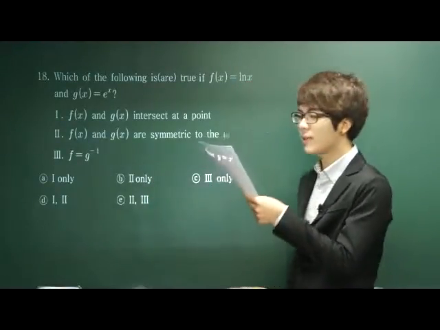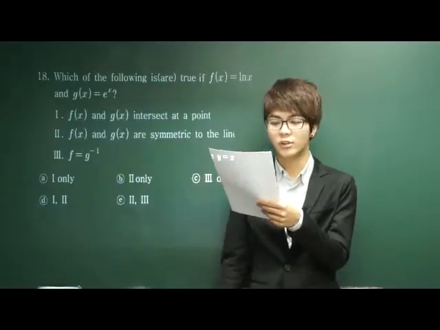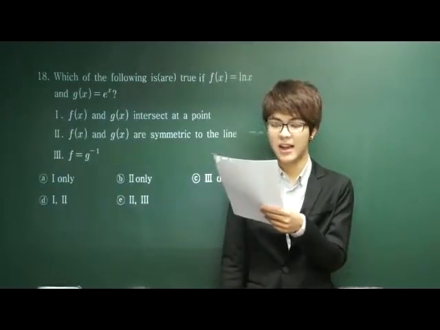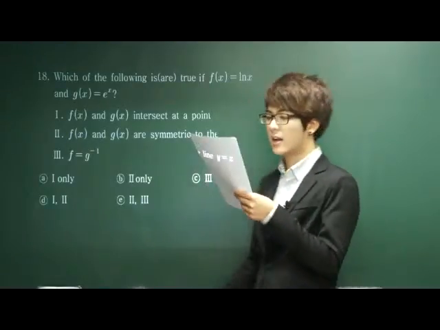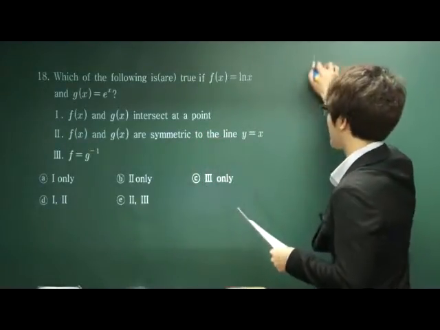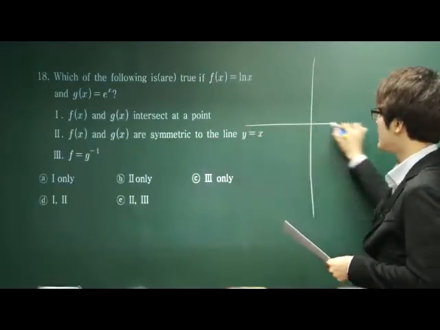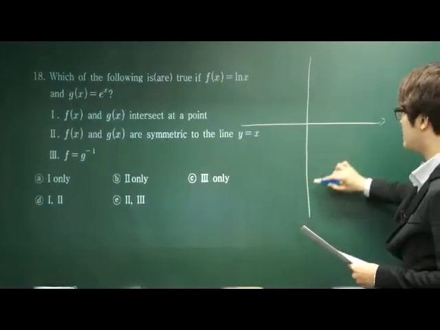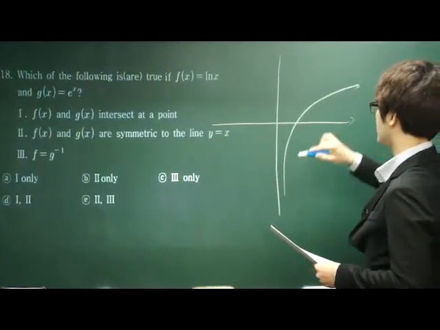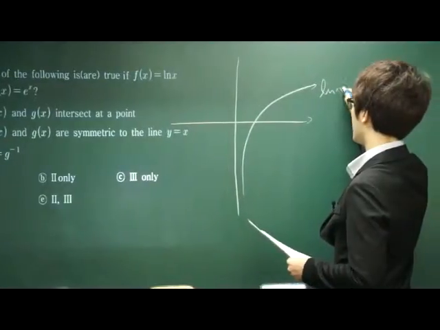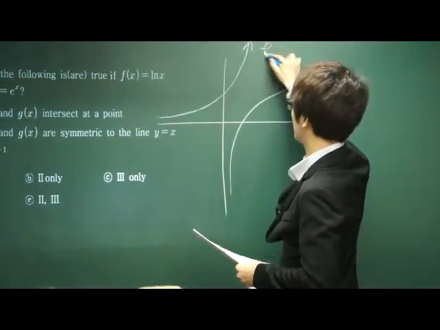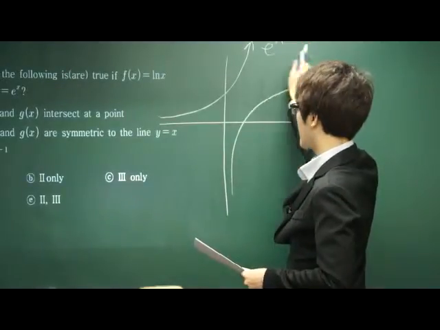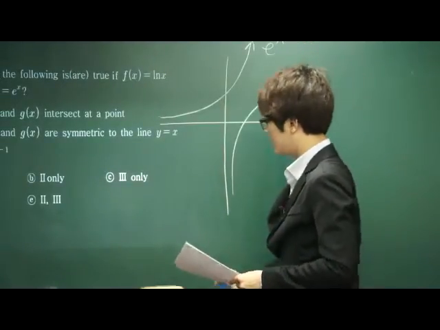It says, which of the following is or are true if f(x) is equal to ln x and g(x) is equal to the natural logarithm of e to the x power. No, e to the x power, right? So let's draw a graph. The ln x graph looks like this. The e to the x power graph is like that.